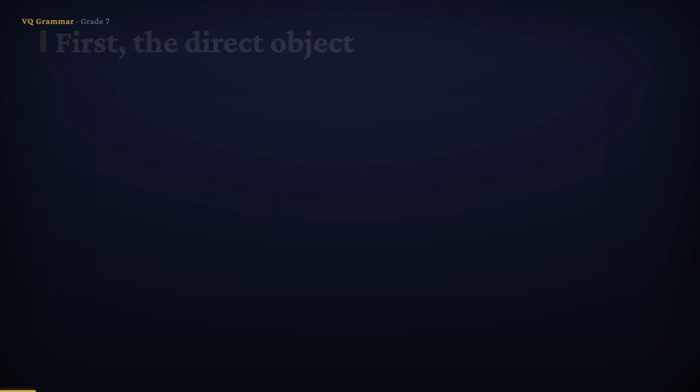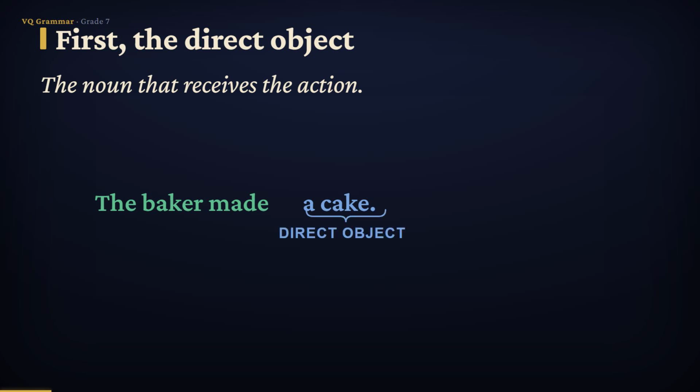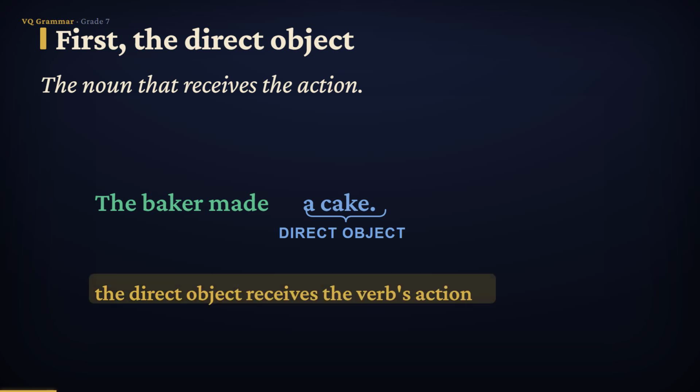Let's take a look. Before we add anything new, let's remember the direct object. In a sentence like, "The baker made a cake," the verb is made, and the direct object is a cake, because the cake is what got made. The direct object receives the action of the verb. Keep that word receives in mind, because in just a moment, a second receiver is going to join the sentence.